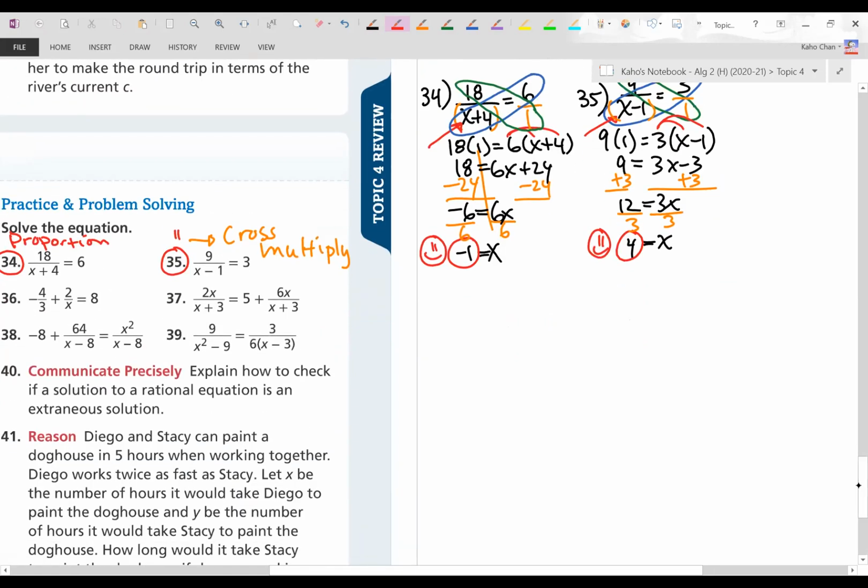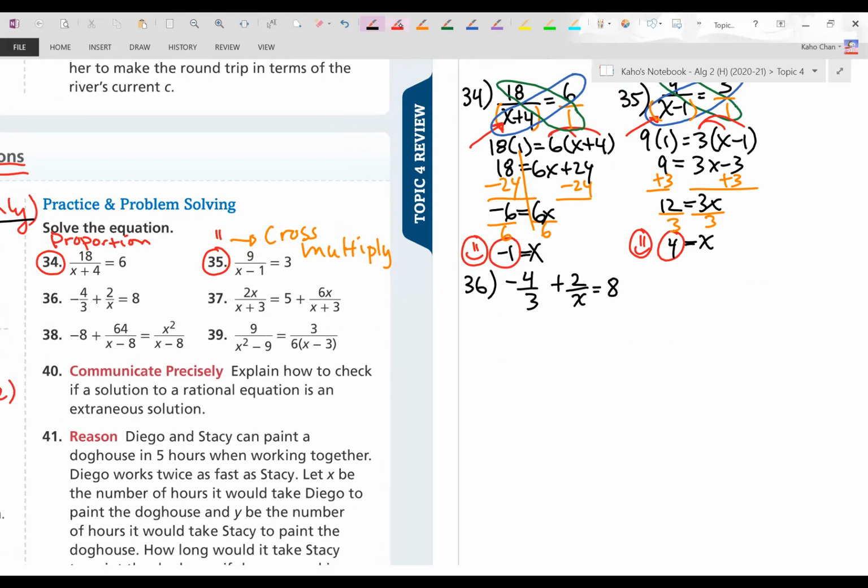Okay, let's squeeze in 36 next. Negative 4 over 3 plus 2 over x equals 8. I might run out of room. I'm sorry. All right. These are not proportions like number 34 and 35. This one's a regular rational equation. Here, the key is to eliminate the denominators. You want to get rid of the 3 and the x all in one shot using a technique called multiply by the LCD.